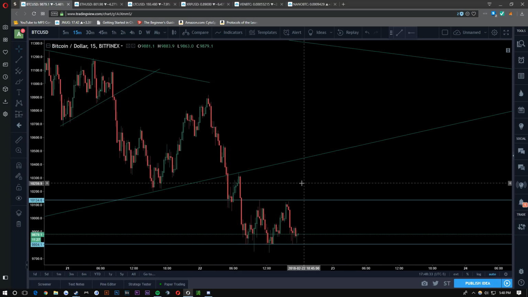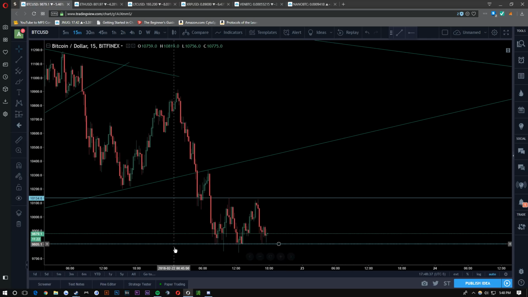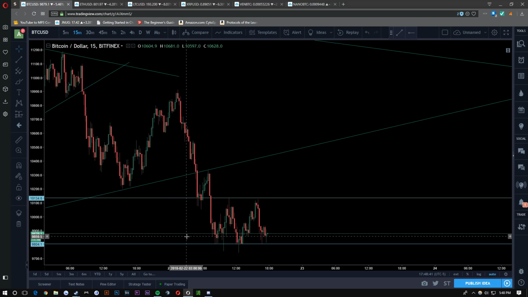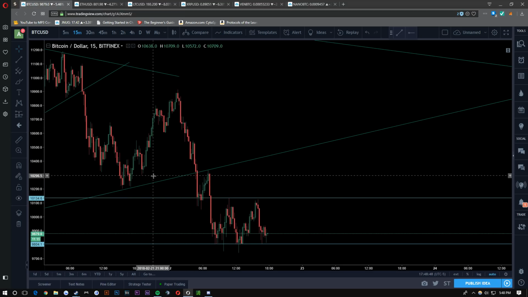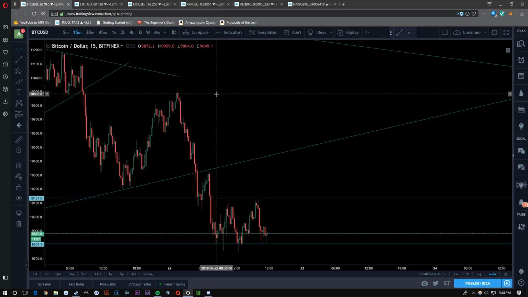So basically the first little thing that I have here is support and resistance. That's probably the easiest thing to draw in technicals, right? So pretty much what you do is you just find where the price is bouncing off of, and those are your support and resistance lines.